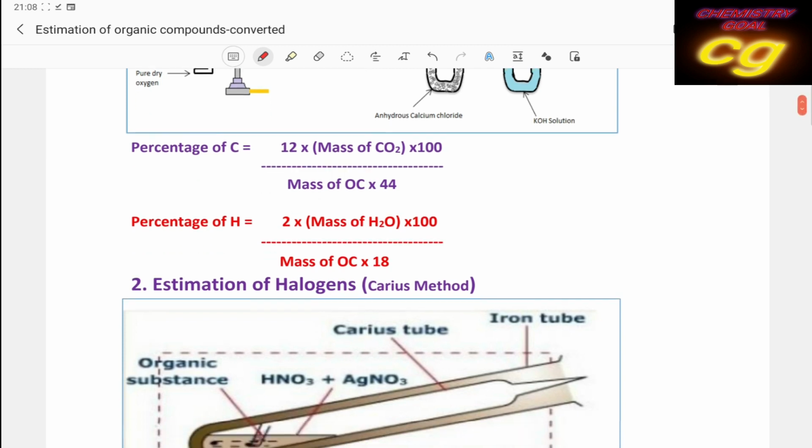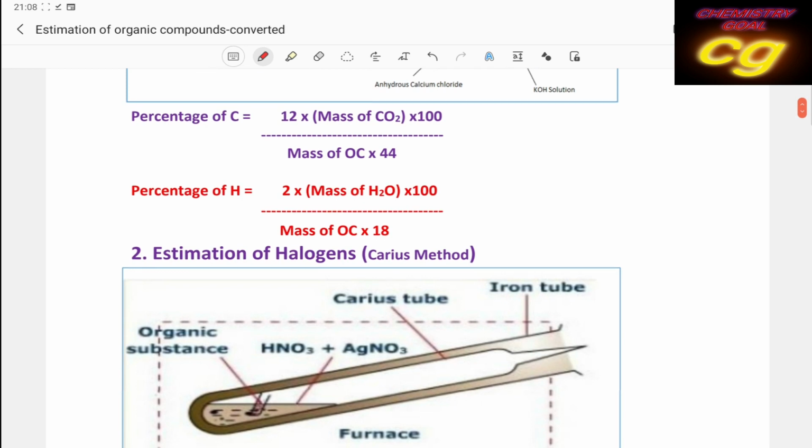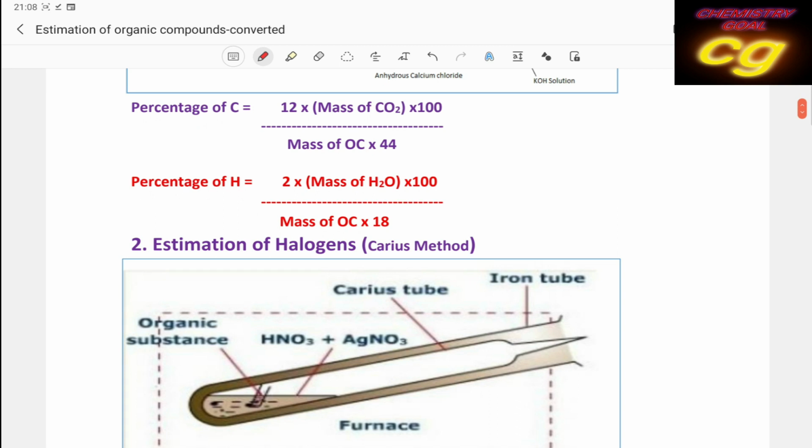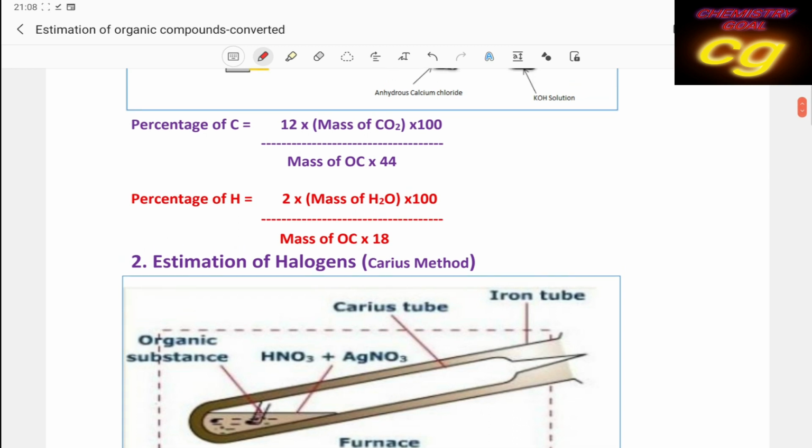So what happens here? A fixed amount of organic compound will be taken. For the percentage of carbon in the organic compound, as carbon dioxide contains 12 gram carbon and 32 gram oxygen, the total weight is 44 gram. The molar mass is 44 gram. So 44 gram of CO2 contains 12 gram carbon, as per the formula.